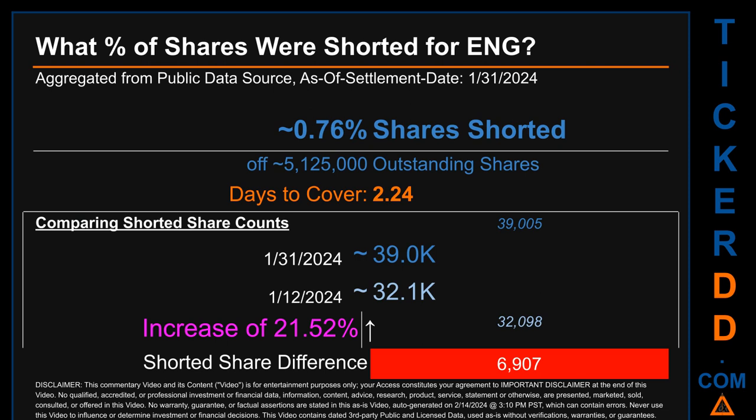When I compare the current 2-week period data snapshot against the previous period, ending in settlement date, the 12th of January 2024, I find that the current snapshot had roughly 6.9 thousand more shares shorted. This means that, compared to the previous snapshot, the current snapshot has an increase of 21.52% of shorted shares.